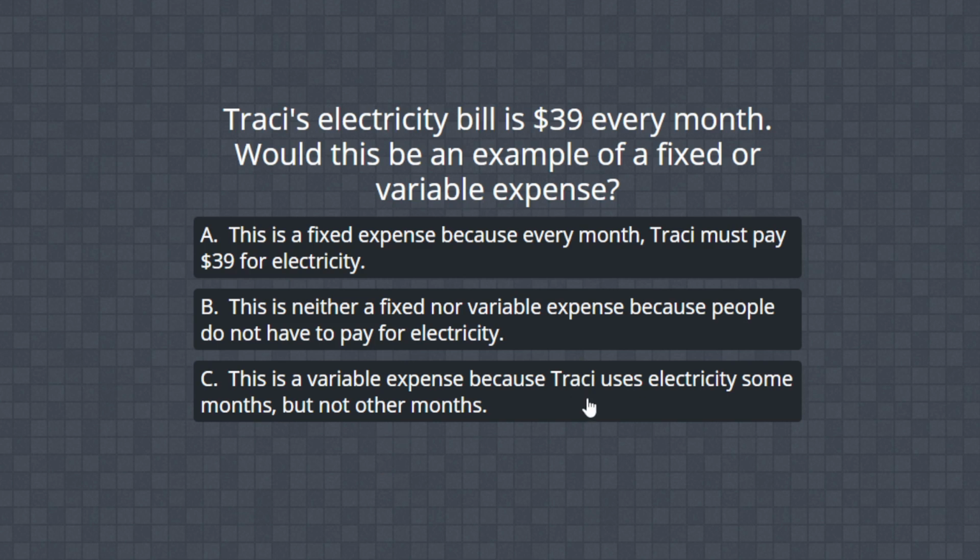C. This is a variable expense because Tracy used electricity some months but not other months. This one might be right, but here they said she paid every month. It didn't say anything about her not paying for the other months. So A is the best answer.